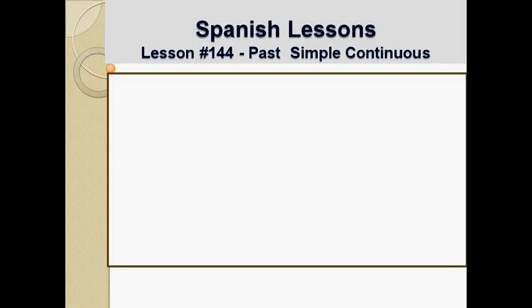In our lesson 144, I will teach you the past simple continuous in Spanish. This conjugation is one of the several conjugations in the past, and we will begin conjugating the first group of Spanish verbs, and you'll see how and when this tense is used. So let's begin with our first group of verbs, the first of three Spanish classifications for verbs. These are the verbs that end with the letters AR.